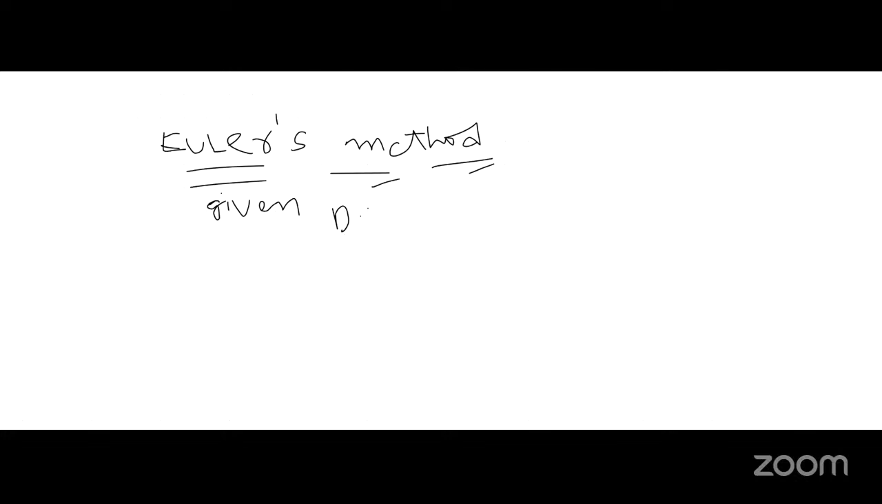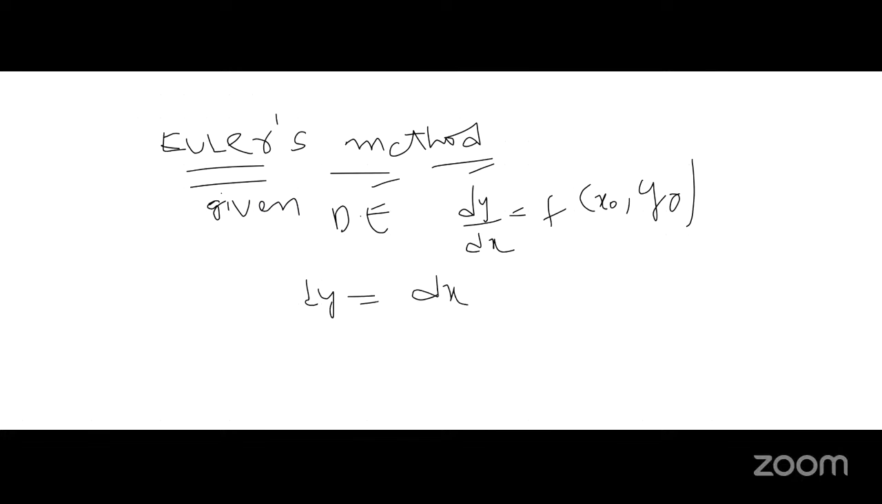Euler's method. Now, given the differential equation dy by dx equal to f of x naught comma y naught, we can write dy equal to dx into f of x naught, y naught. Now we have to integrate on both sides.